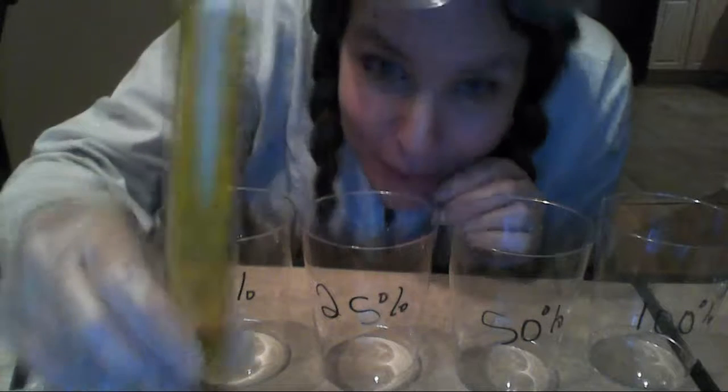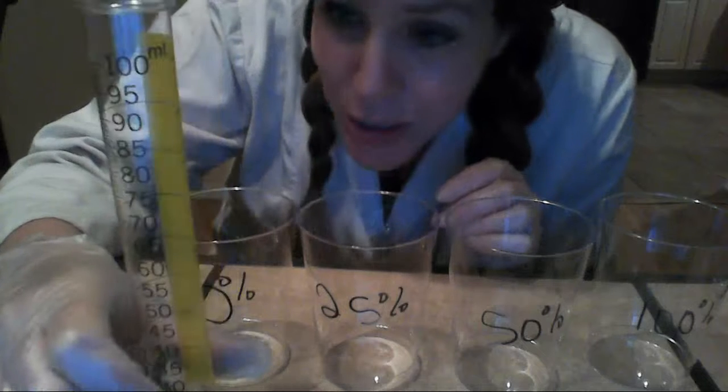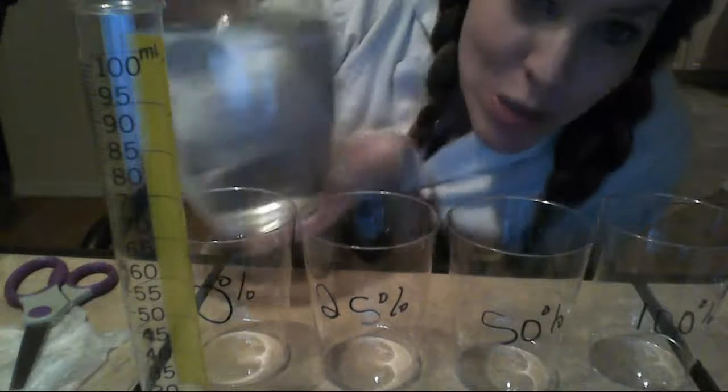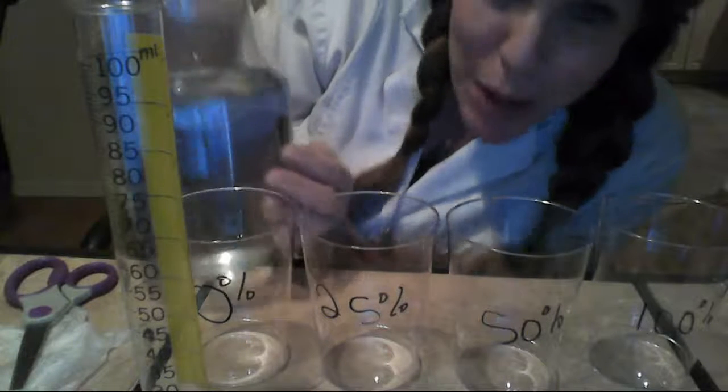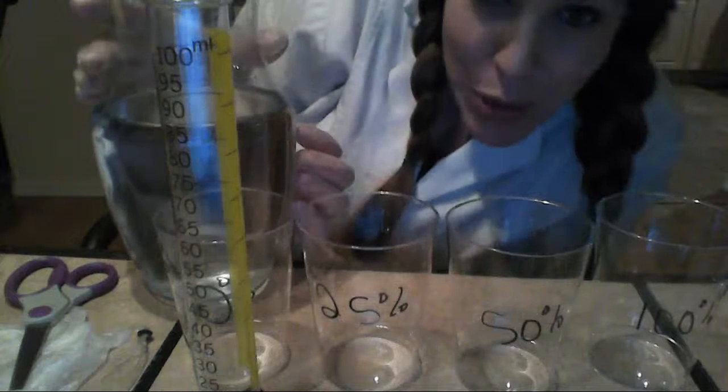So I have here my trusty graduated cylinder. This is the 100 milliliter graduated cylinder. I have some tap water around. So I'm going to use my proper methods for measuring things in a graduated cylinder to measure exactly 100 milliliters and put them in each one. So I'm going to show you the first one. It's kind of messy.